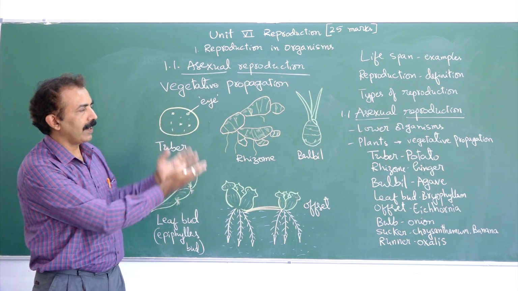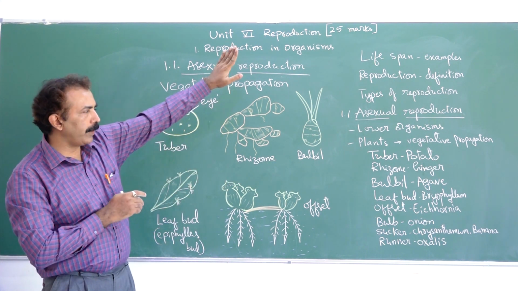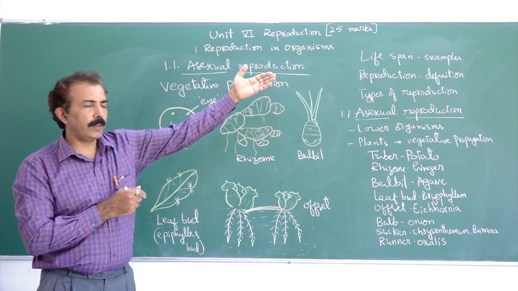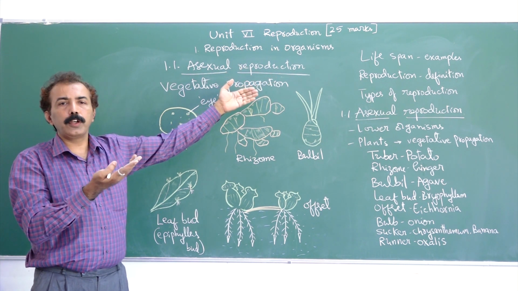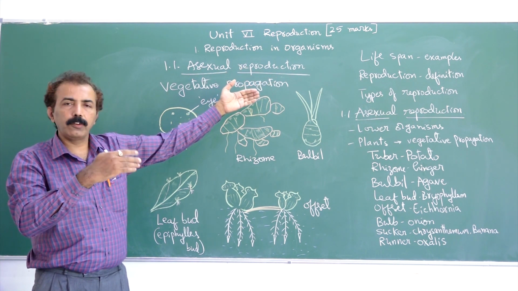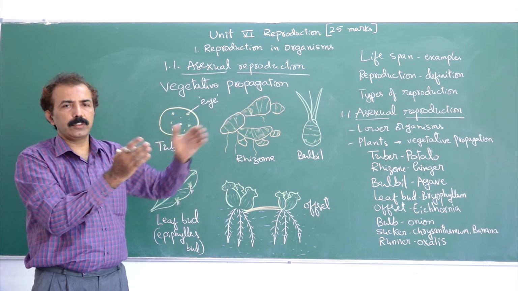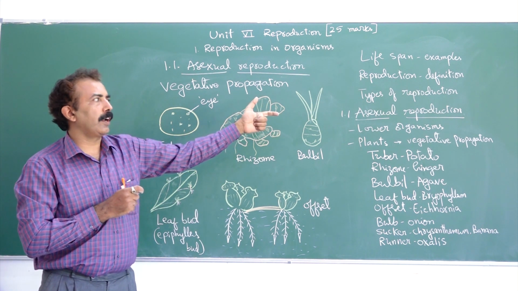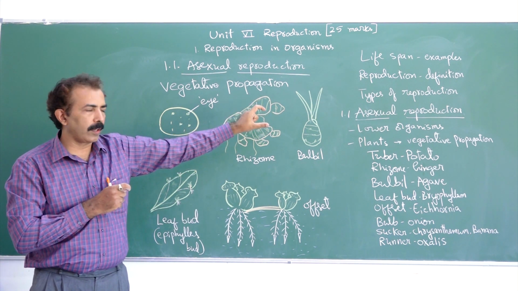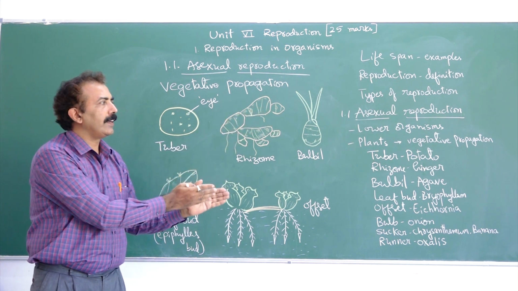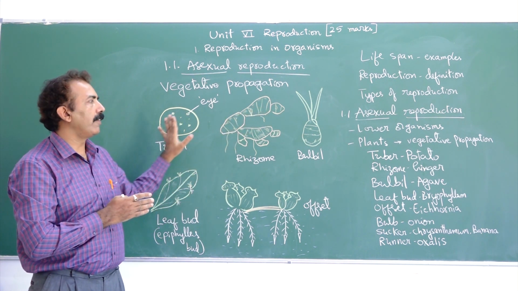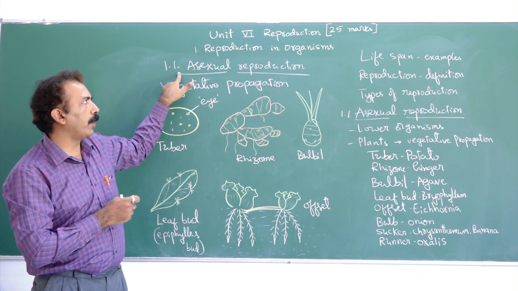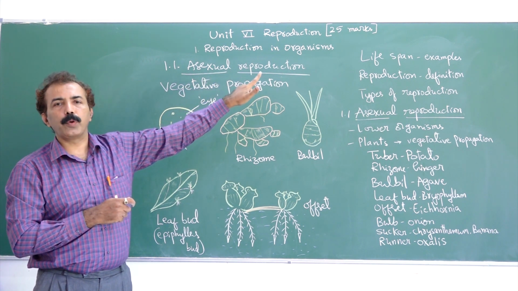To sum up, this is what we studied till now. The definition of lifespan, various examples of lifespan, reproduction, the definition, why should the organisms reproduce? Because they have a limited lifespan, they have to reproduce. Types of reproduction, asexual and sexual, we compared it. Types of asexual reproduction, we listed a few examples in the lower organisms, and we listed vegetative propagules of various plant species. This is the content of topic 1.1, asexual reproduction.